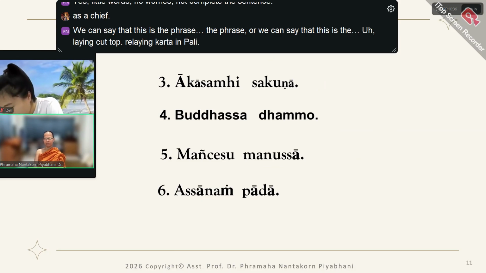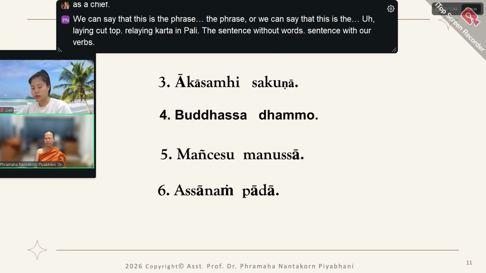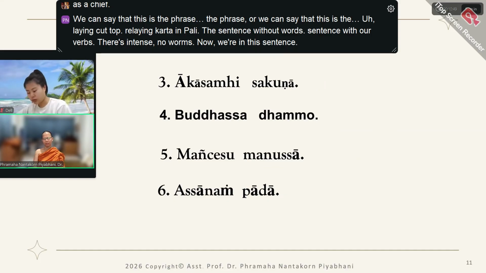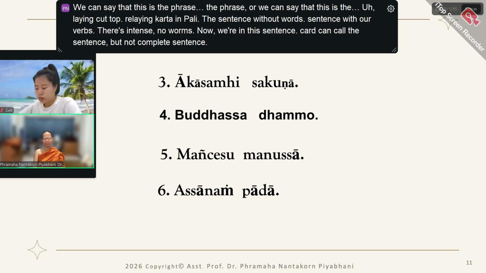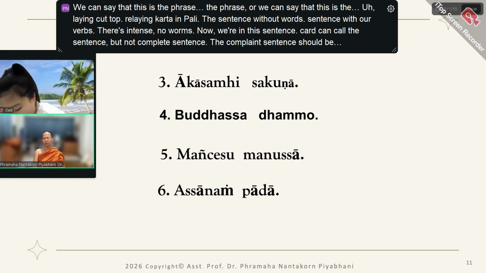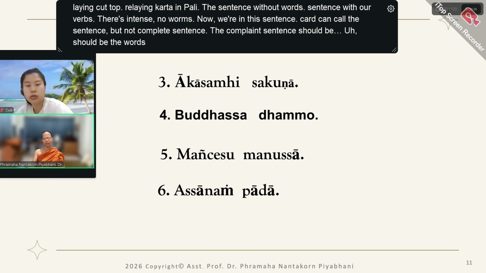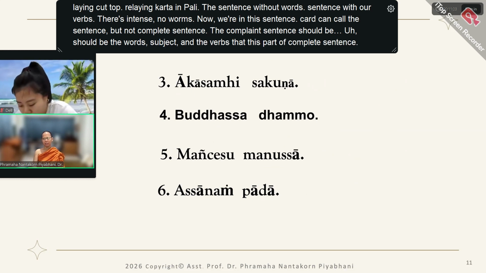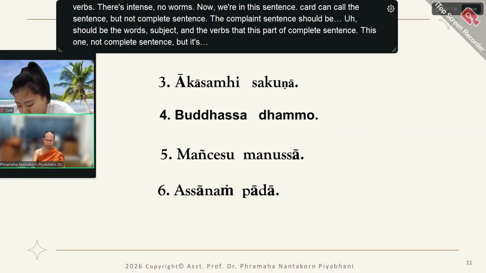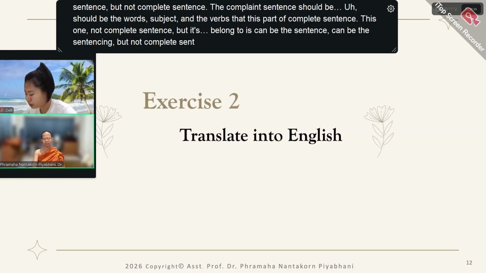linkatha. Linkatha in Pali means the sentence without verbs, no verb in the sentence. It can be called a sentence but not a complete sentence. A complete sentence should have the subject and the verb there. This is called a complete sentence. This one is not a complete sentence. Translate to English again.